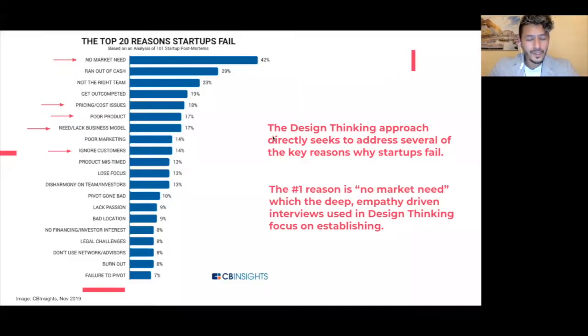Okay, so there is a pretty amazing research that was developed in 2019 that actually lists the top 20 reasons why startups fail. Okay, and the top one is no market need. So no market need means that there are not enough customers that want your product and are willing to pay for your product. Okay, but there are more problems.